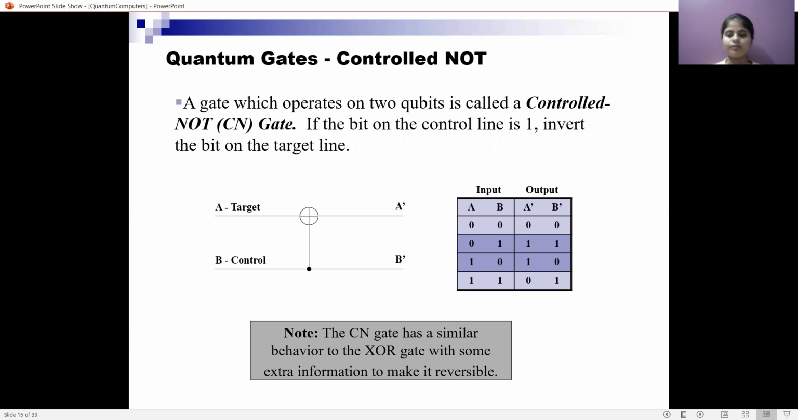When A is 0, B is 0, then A dash is also 0 and B dash is also 0. When A is 0 and B is 1, we get A dash is 0 and B dash is 1. When A is 1, B is 0, we get A dash is 1 and B dash is 1. When both A and B are 1, we get A dash 1 and B dash 0. Note, the CN gate has similar behavior to the XOR gate with some extra information to make it reversible.